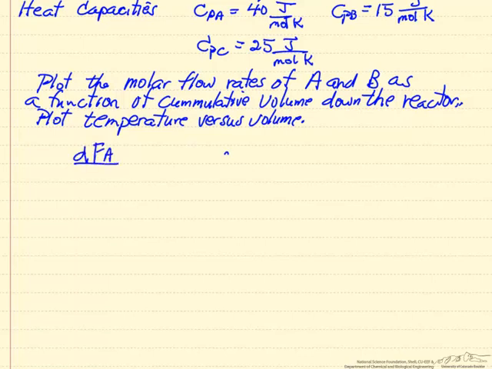And what we have here is the change in the molar flow rate of A. So FA represents the molar flow rate, is equal to this rate expression, which I'm calling R1, which is just K times CA. The minus sign is because A is reacting.